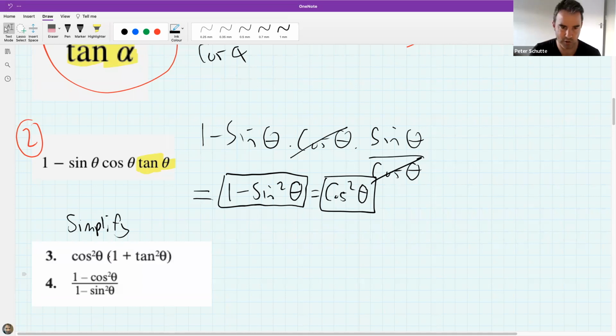Good question, Lolo. So there was a tan, and it was replaced by this over this, because that is identical to the tan of theta. It's a trig identity. And once we had replaced it, it meant that we could cancel out these equivalent expressions on the top and the bottom. They're equivalent together to 1.